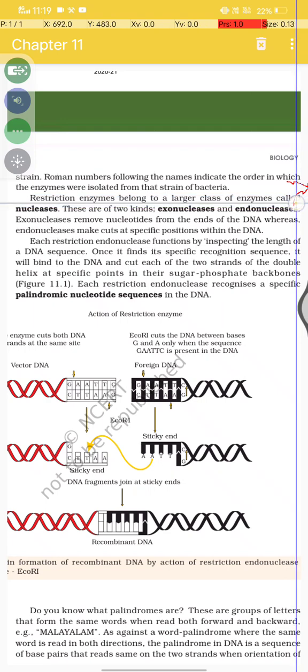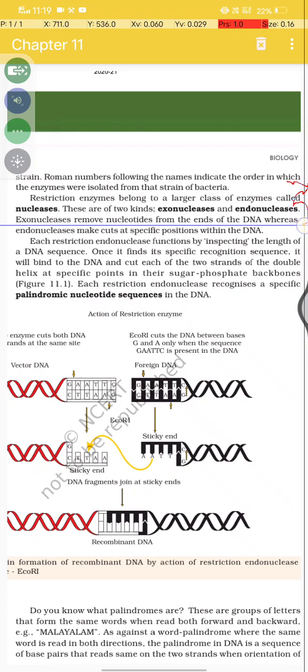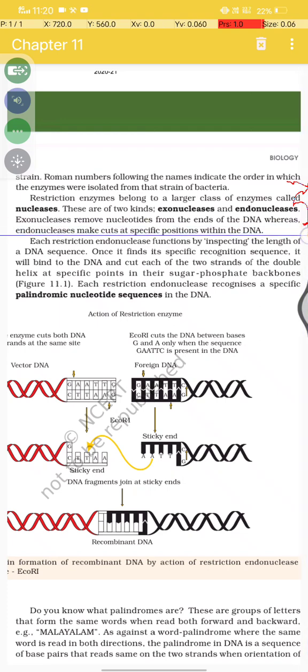Restriction enzymes belong to a larger class of enzymes called nucleases. There are two kinds of nucleases: exonucleases and endonucleases. Exonucleases remove nucleotides from the ends of the DNA, whereas endonucleases may cut at a specific position within the DNA. Each restriction endonuclease functions by inspecting the length of a DNA sequence. Once it finds its specific recognition sequence, it will bind to the DNA and cut each of the strands of the double helix at a specific point in their sugar-phosphate backbones.